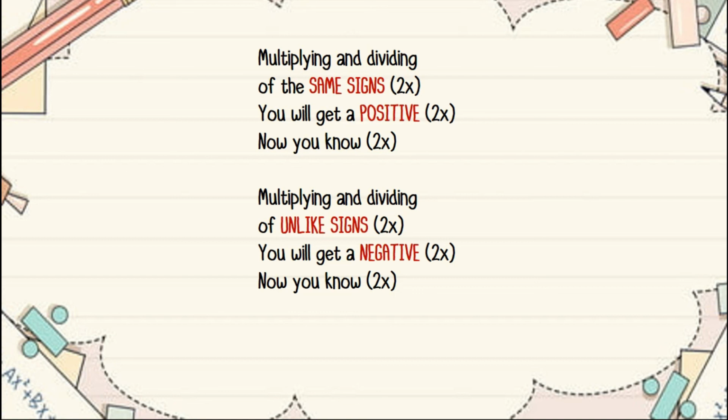Multiplying and dividing of the same signs, you will get a positive, now you know. Multiplying and dividing of unlike signs, you will get a negative, now you know.